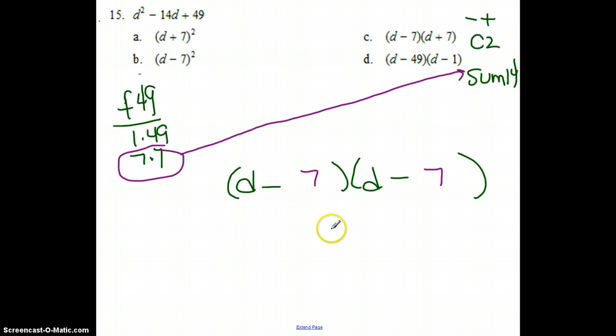Because these are identical, they fit that category with the special cases. So most people are going to write it like this. So up here my answer is going to be B.